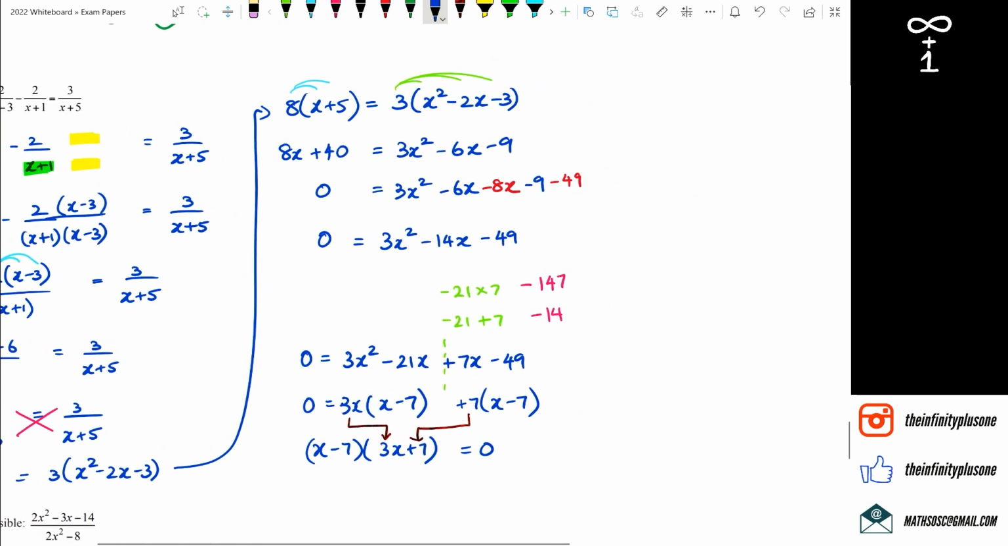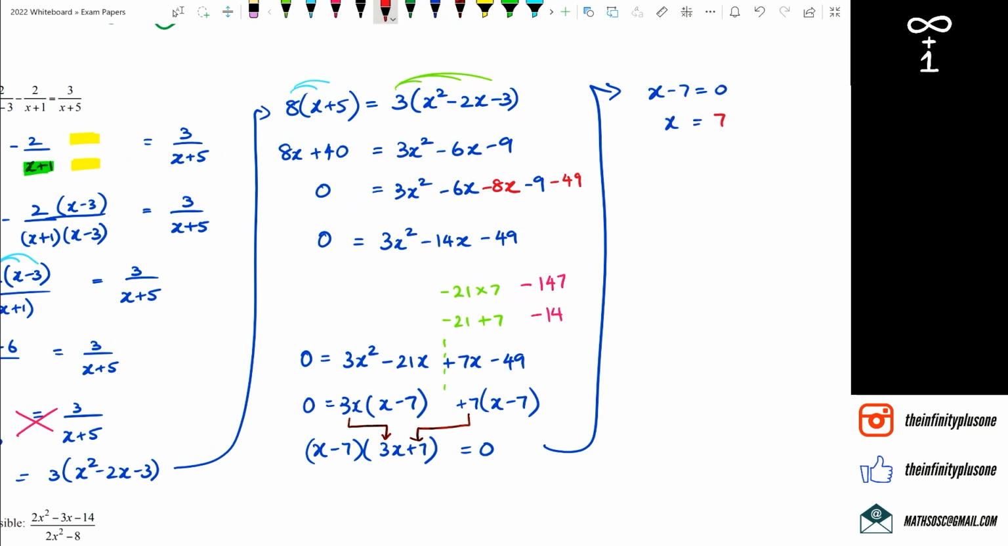So our two values are, we've got x minus 7 is equal to 0, which means x is equal to positive 7. Or we've actually got 3x plus 7 is equal to 0. 3x is equal to negative 7. And then x is equal to negative 7 over 3.